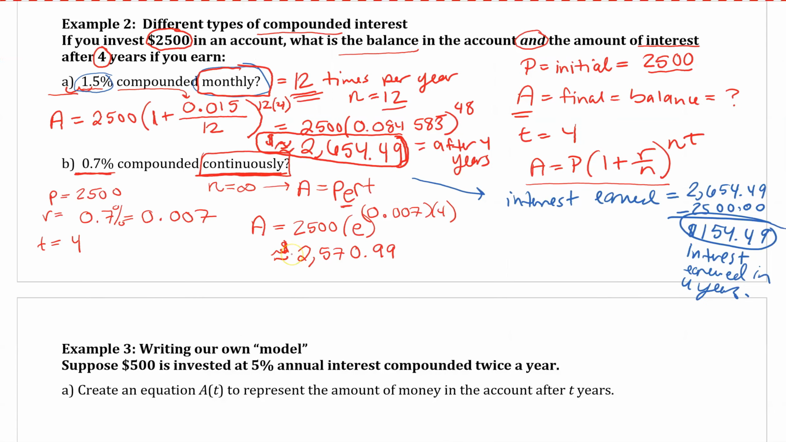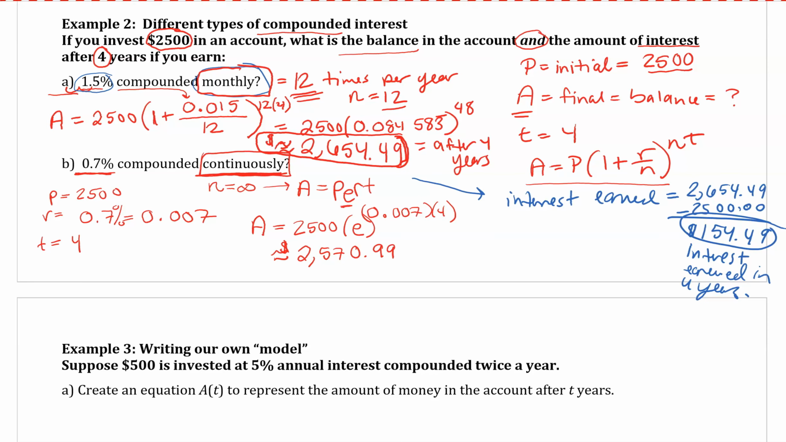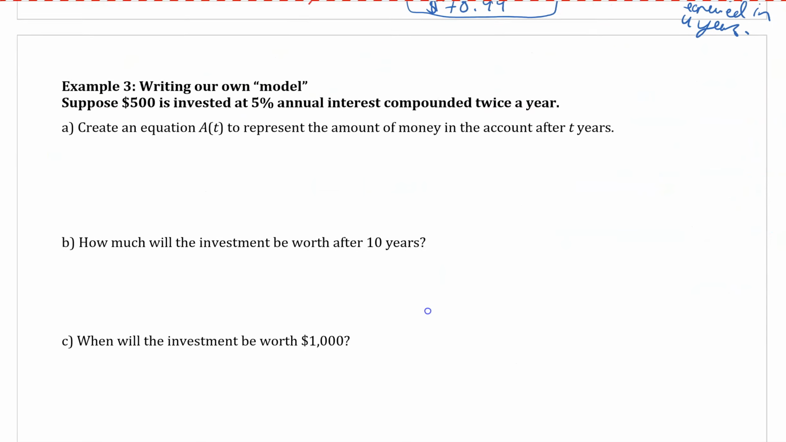$2,570.99. Okay, so then the interest earned here is just the difference of that and 2,500. So the interest earned here we can see is $70.99 in the same amount of time, right? In 4 years. Okay, let's move on to example 3.